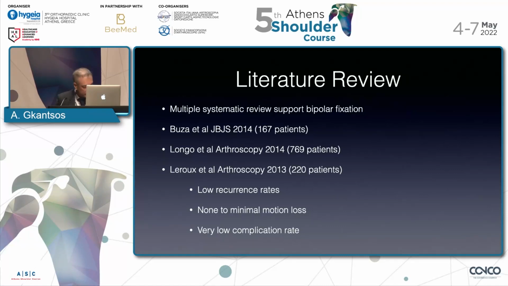I forgot to put in the presentation a very, very important study of George Sotereanos from 2012, which demonstrates that if you have a minimal Hill-Sachs lesion, a flat one, about 15 or 20%, maybe the remplissage is not mandatory to perform along with your standard Bankart repair, and maybe it's not necessary.